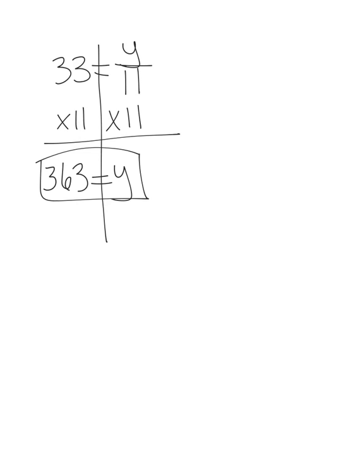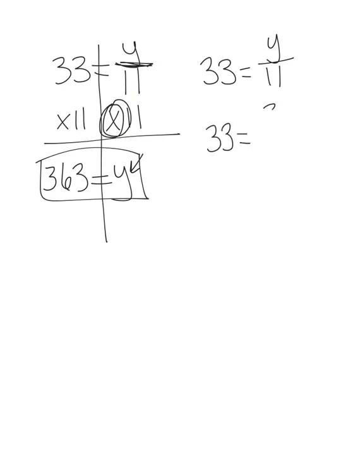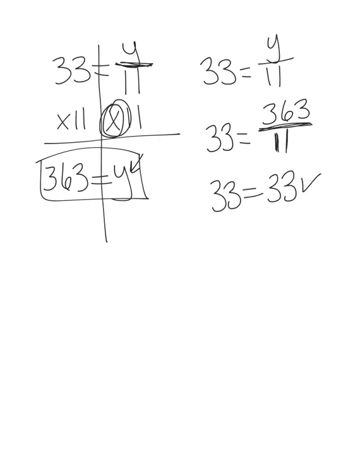And now I'm going to check my work. Remember, over here, that divide by 11 and the times 11, that cancels. That's why I only have my y, okay? So rewrite the original problem. 33 equals y divided by 11. Substitute my answer in. 33 equals 363 divided by 11. And when I punch this right side of my calculator, 363 divided by 11, I do get 33. So my answer is correct.